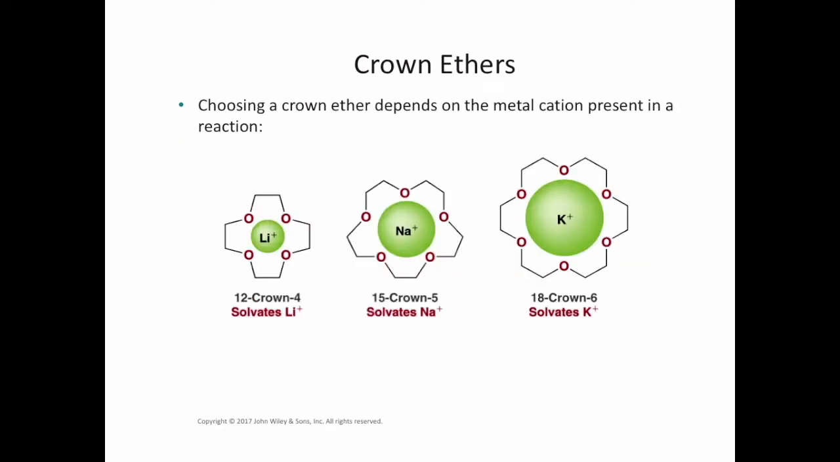So which crown ether you want to use depends upon the size of the metal cation. So lithium is very small, so we're going to use the smaller crown ether. Potassium is much bigger, so we want to use the larger crown ether for potassium. It needs to be the right size for the metal ion to fit inside.